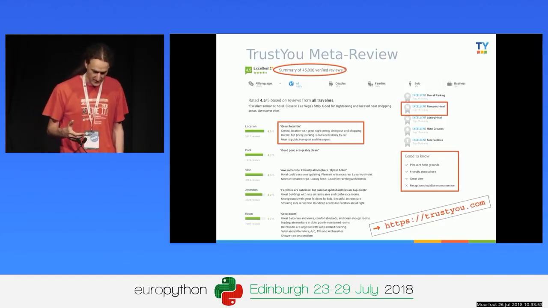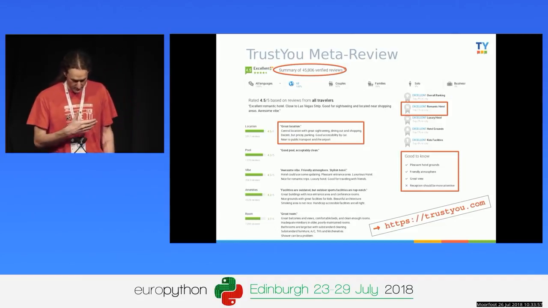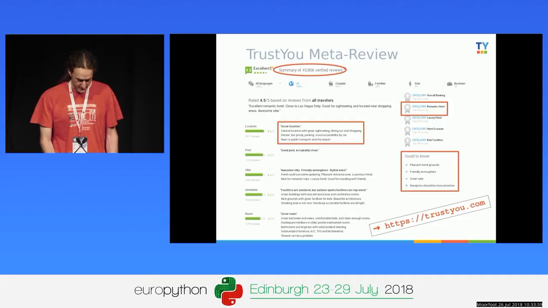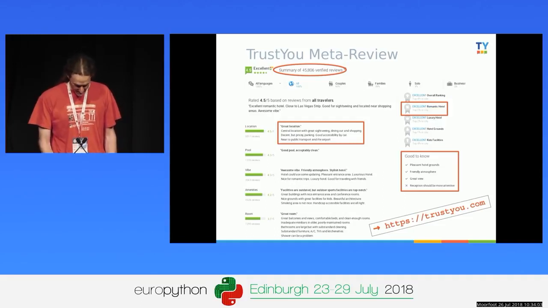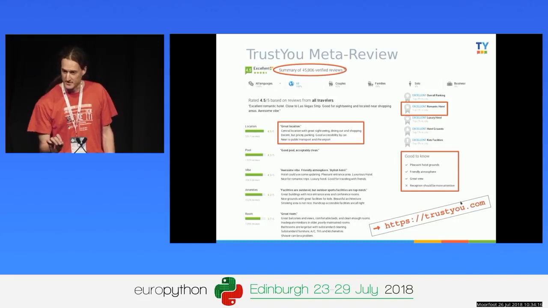So we summarize all this. There's a meta review, so just a summarization of everything that 45,000 people have been saying about a hotel in this case, and we can tell you what is special about the hotel, what people like, what people dislike, all of these things. You can actually go to trustyou.com, enter a hotel name there, and see this information about any hotel you want, pretty much all over the world.